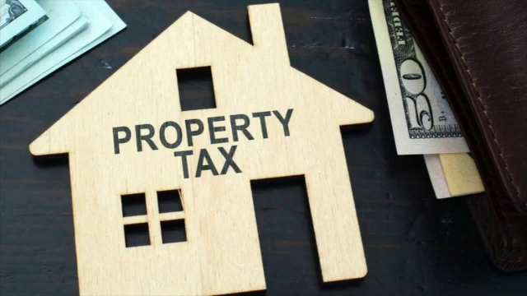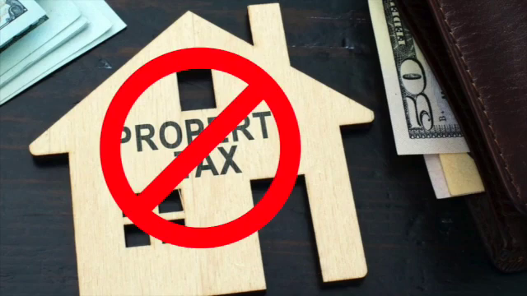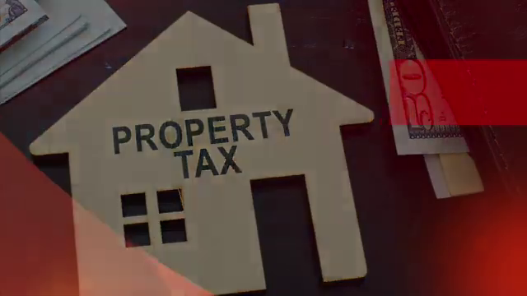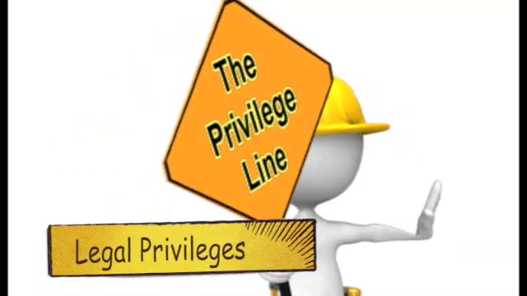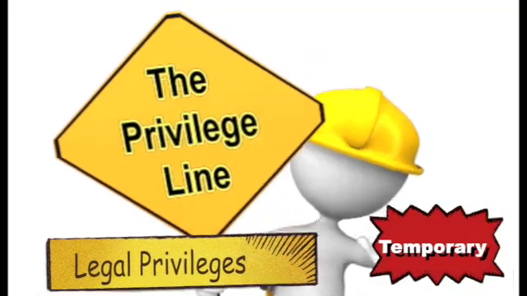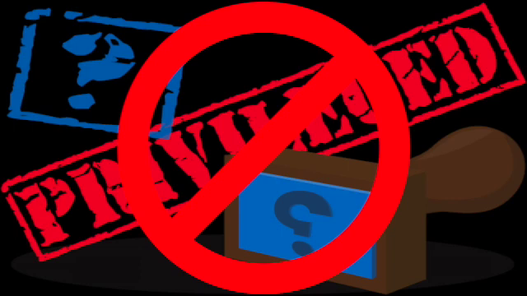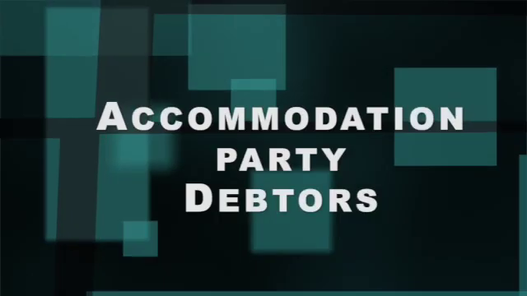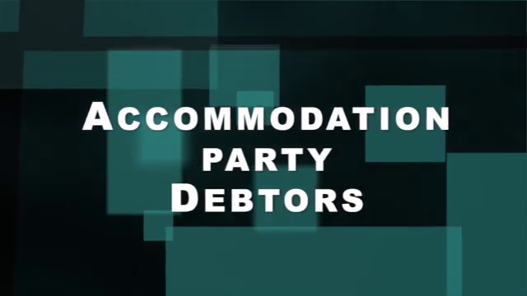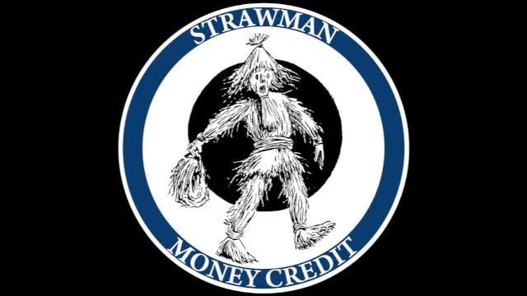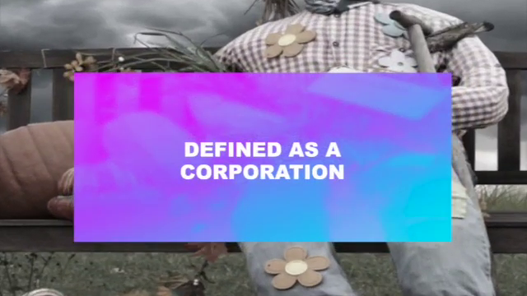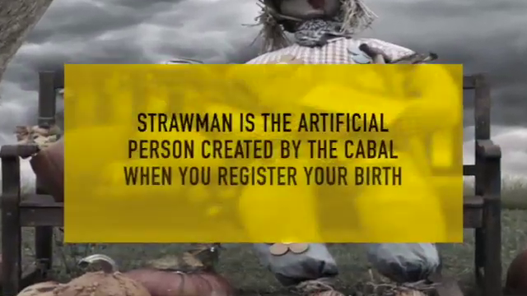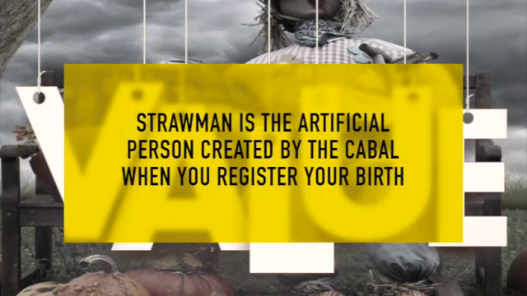So let me give an example of how that works. If you don't pay your illegal property taxes on the property you own, the government can seize your property. It sounds crazy, but that's the truth of it, right? Guys, legal privileges are granted on a temporary basis and can be revoked by the government at any time. Madness, right? Chattel, guys, humanity, are viewed as accommodation party debtors, which means that humans are unable to access their straw man or the value in their straw man, which is defined as a corporation. So your straw man is a corporation which has a value in terms of the cabal and you're traded on exchanges, etc.